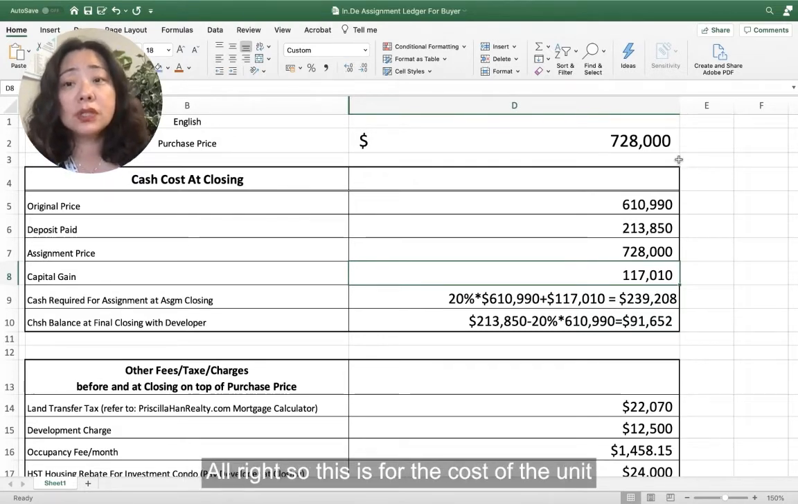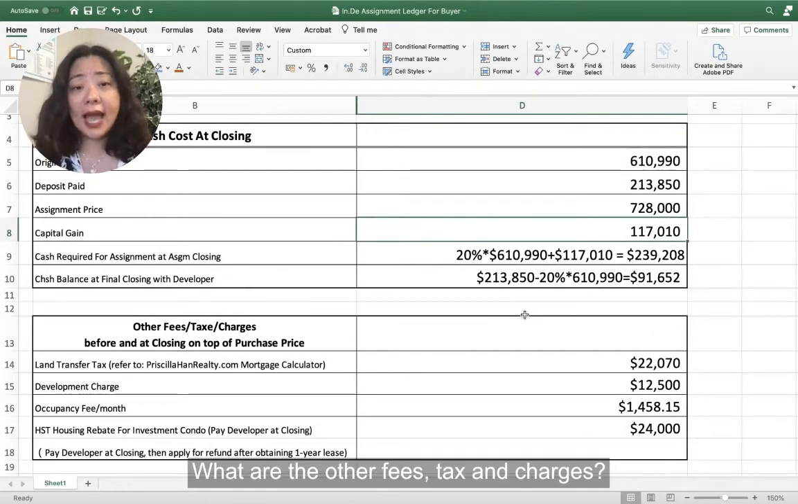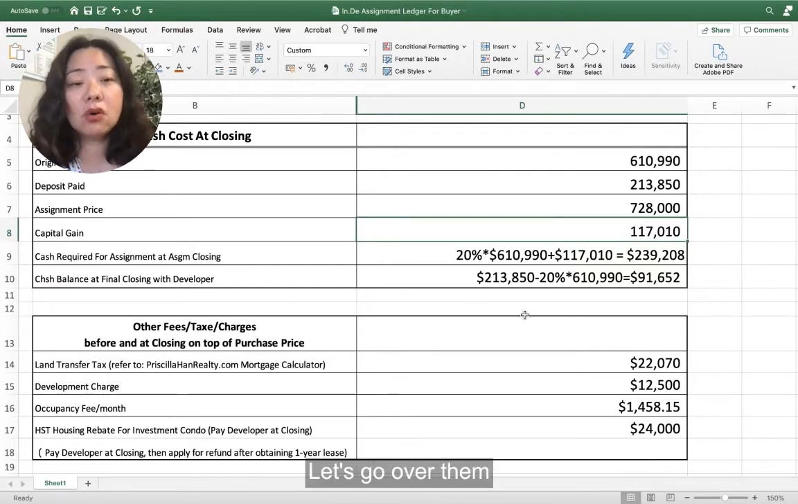All right, so this is for the cost of the unit. What are the other fees, tax, and charges? Okay, let's go over them.